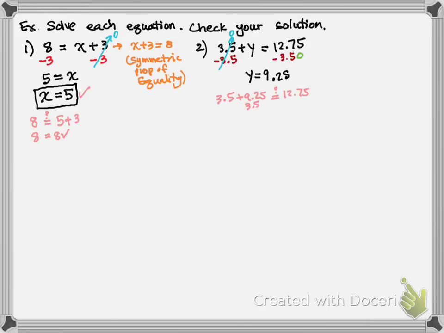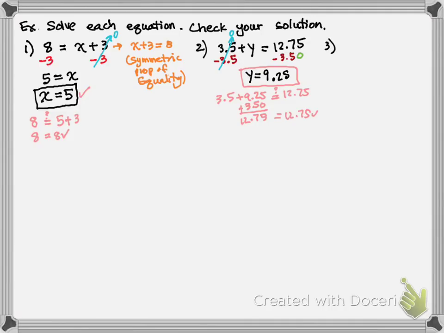So I'm going to rearrange these vertically. It's easier to add that way. See, I get a 5. I can bring that decimal down. A 7. And I get it. Yep, I get 12.75 equals 12.75. Bing, bing. So we know that y equals 9 and 25/100 is correct.